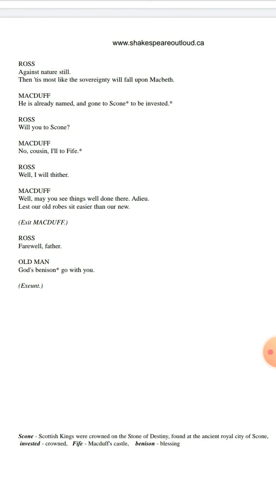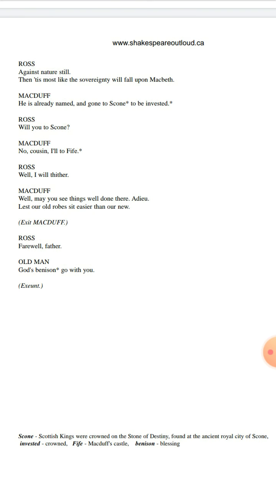Rose: Will you to Scone? Now Rose asks, will you go to Scone? Macduff: No, cousin, I'll to Fife. Macduff says that, no, I will go to Fife. Fife is the name of the castle of Macduff. Rose: Well, I will thither. Then Rose says that I will go to Scone.